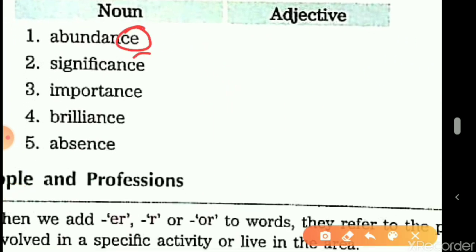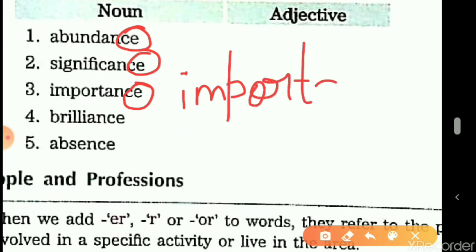Now the third word, children, is importance. In this also we'll remove the ce and we'll add t at the end. So importance will change into important. So importance has changed into important, which is an adjective. Abundance, abundant. Significance, significant. Importance, important.